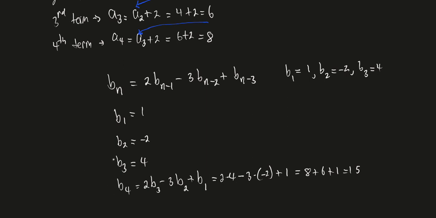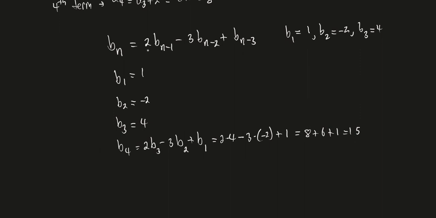So the first 3 were already given. Those were our initial conditions. But to get the rest of them, I have to use my general relationship. Let's do this a couple more times so we can see the pattern. So B sub 5 will be 2 times B sub 4 minus 3 times B sub 3 plus B sub 2. Again, we have all this information. It's just a matter of keeping track of it and then using it as needed.